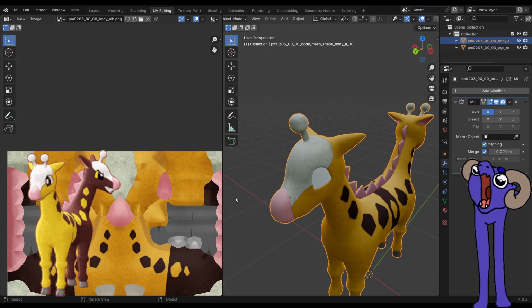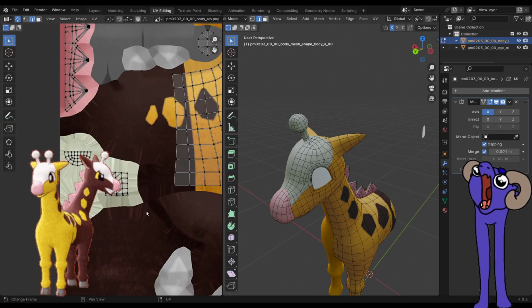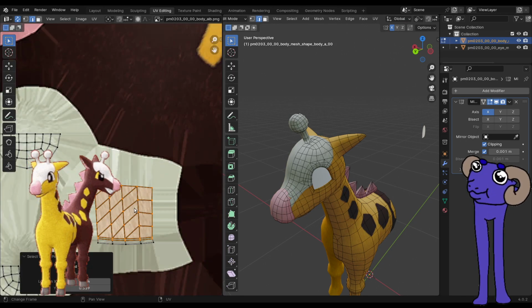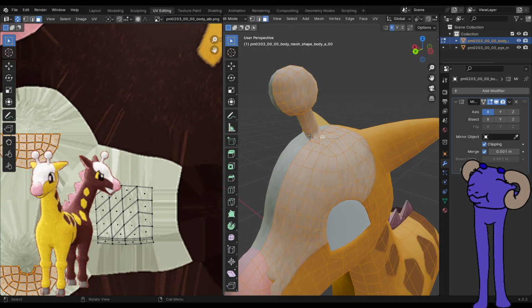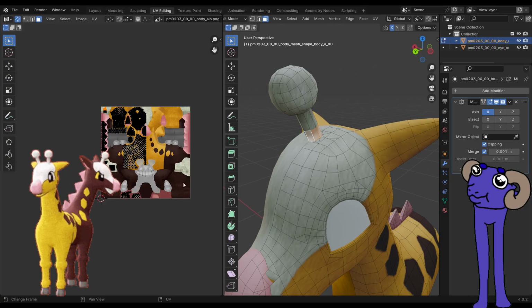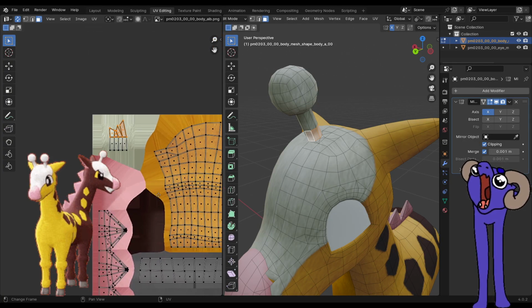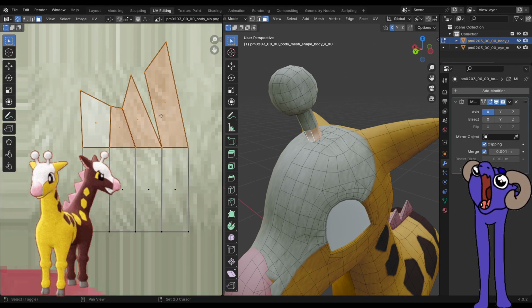Oh, yeah. Something weird has happened up there. I think I've accidentally moved these polygons. Where are these polygons? These polygons are up here. Yeah, I've accidentally moved these polygons.